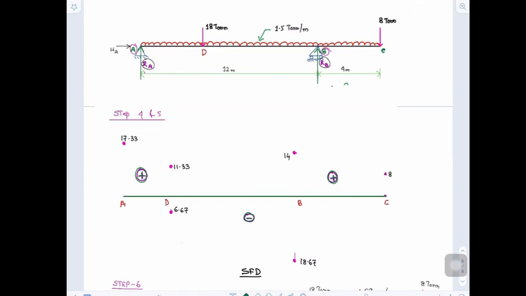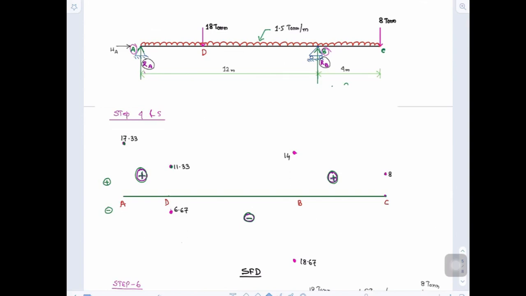Similarly at D there is a force 11.33 which is positive. Just at D there is a negative force 6.67 which is drawn downward, because I am considering above this line positive, below this line negative. Similarly at B there is a negative force of 18.67 and 14 ton positive. Just before C there is 8 ton negative, and at C this is 0.